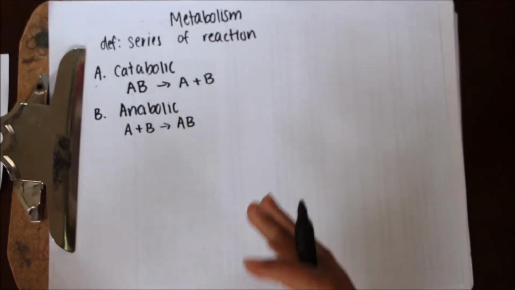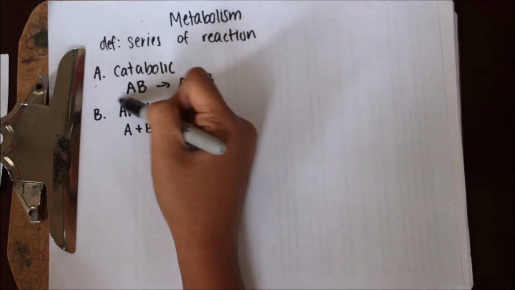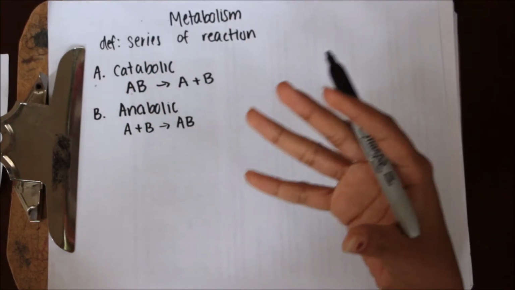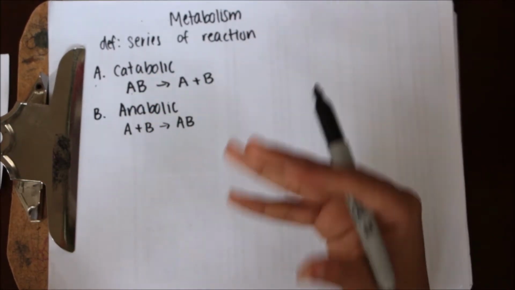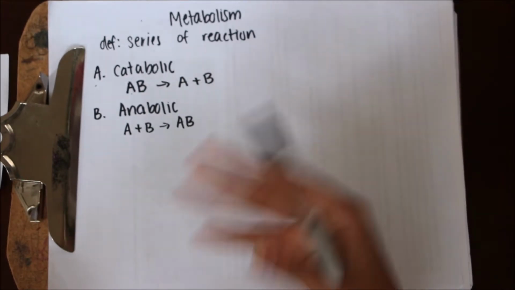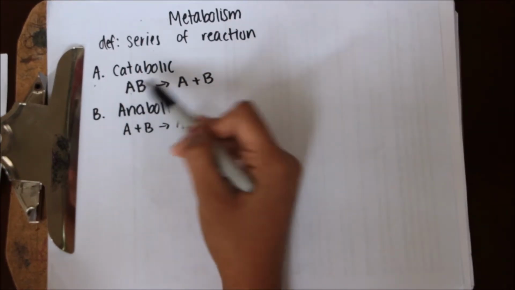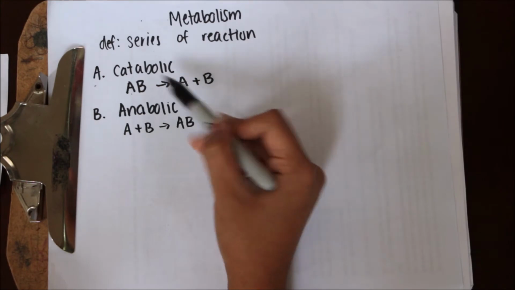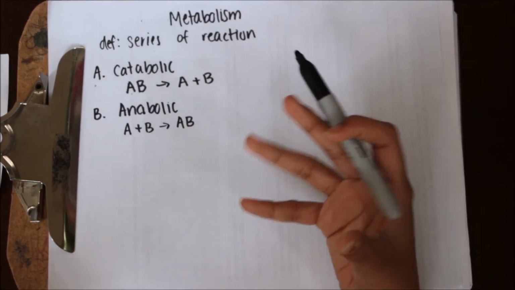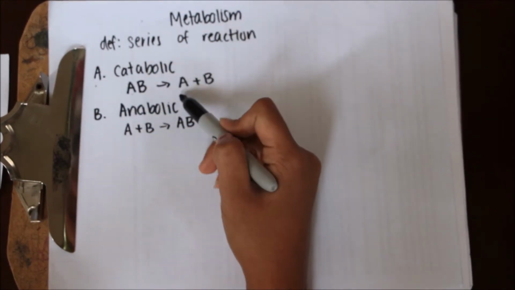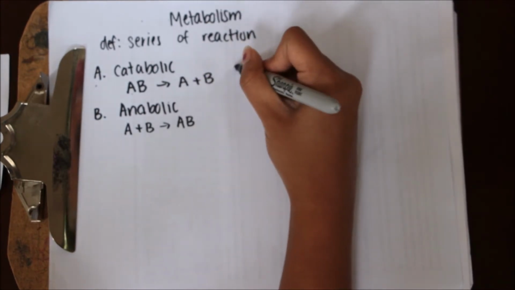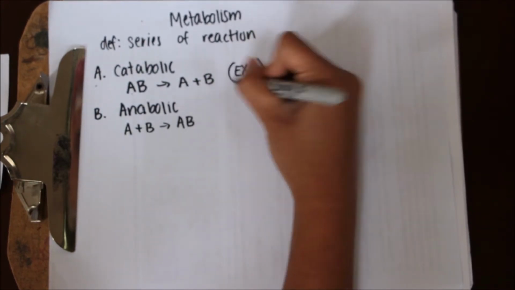Now let's look at the energy concept behind this. Here, with this large compound AB, it's actually a lot less stable and has a lot more energy, and it wants to turn into these smaller parts. So because you're going from a large, high energy molecule to its smaller pieces, catabolic reactions are always exothermic.